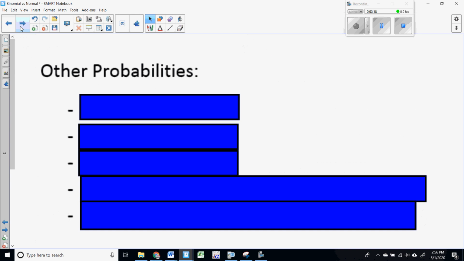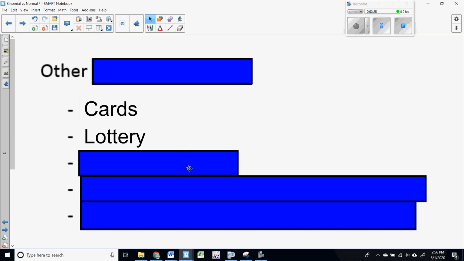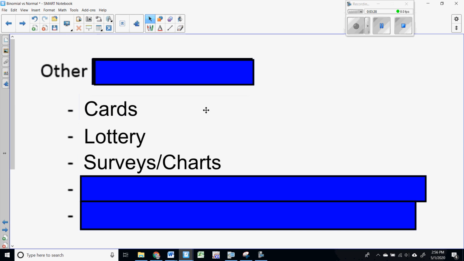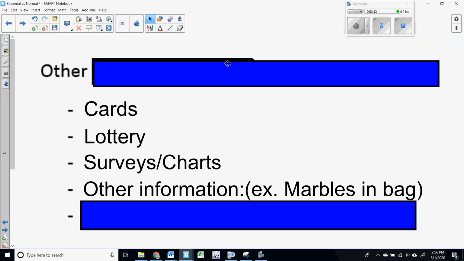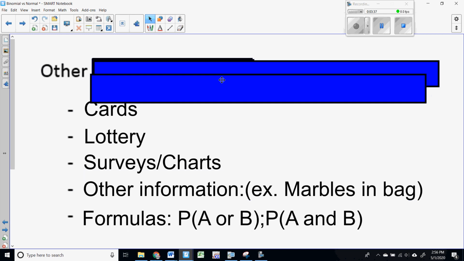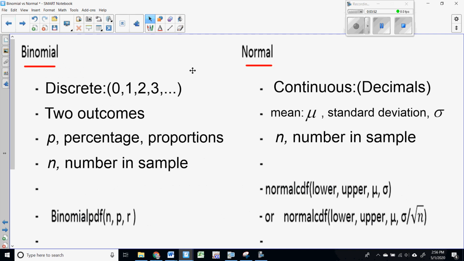But there are other kinds of probability questions you could also come across. If you get things about cards, lotteries, surveys and charts where they give you the information in a table, or other information, like how many marbles are in a bag and what chance or probability of pulling out a certain color. Questions using the formula, what's the probability of A or B, or what's the probability of A and B, or B and A. All those kinds of things. These are all other kinds of probability questions, but they don't involve binomial and normal.